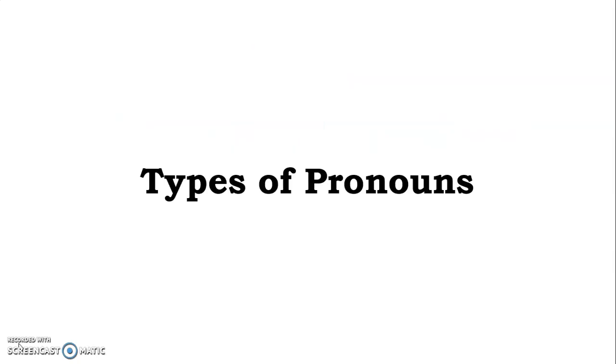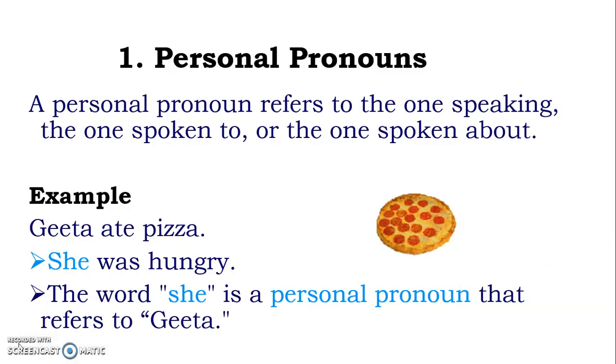Next we have types of pronouns. Let us see the types of pronouns. Personal pronouns. A personal pronoun refers to the one speaking, the one spoken to, or the one spoken about. For example, Geeta ate pizza. She was hungry. So the word she is a personal pronoun that refers to Geeta.